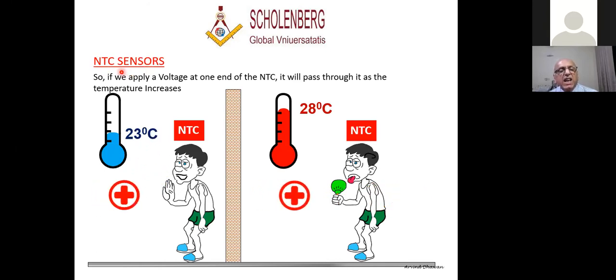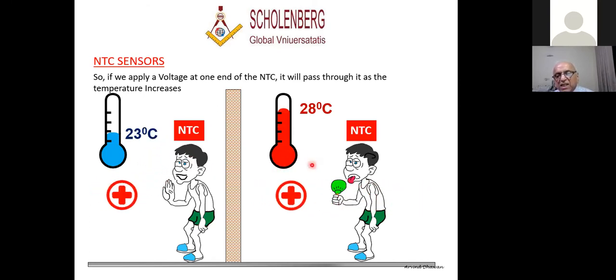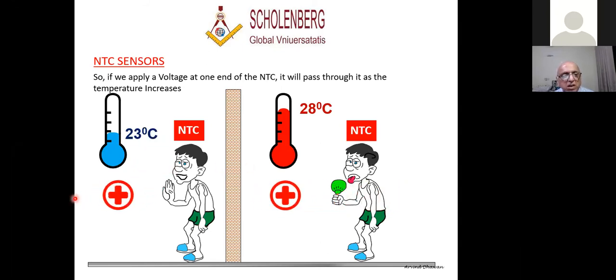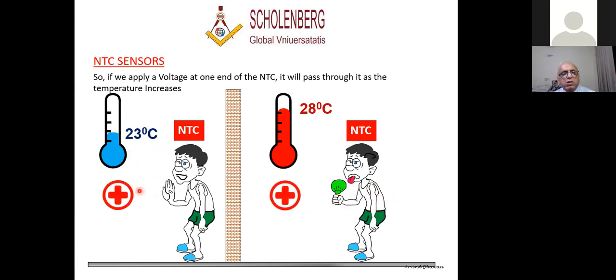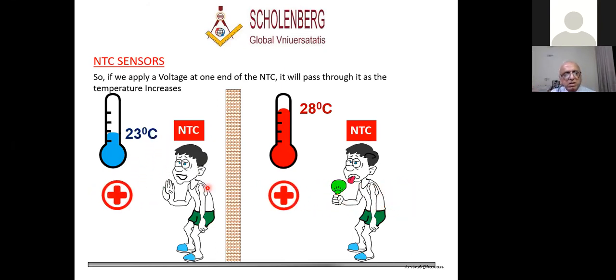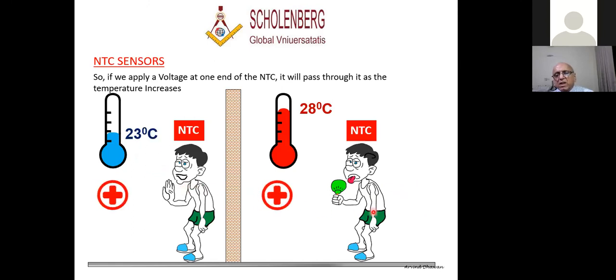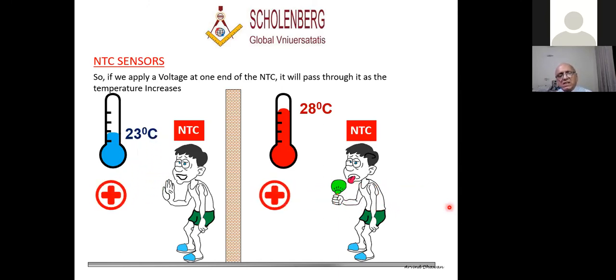NTC sensors. In an NTC sensor, what happens is that when the temperature increases, the resistance reduces. Okay. So if you apply voltage at one end of the NTC and the temperature is low, this voltage will not go through this. Right? Putting hand up there. Not allowed, you cannot go. Too cold, not allowed. And when the temperature rises, then the voltage passes through this. And when the voltage passes through this, you can operate whatever device you want. This is how the sensors work.